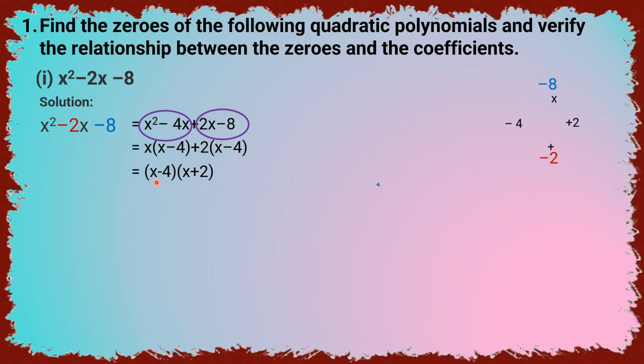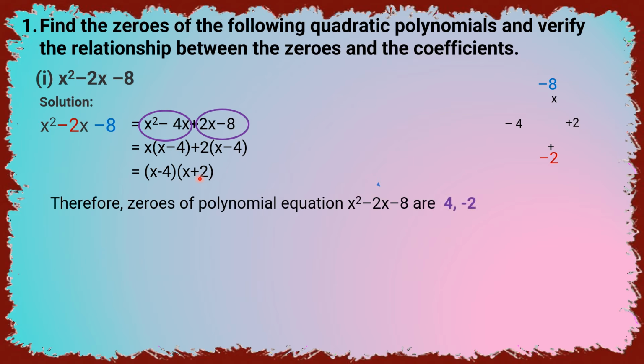Now what are the zeros of these factors? x minus 4 equal to 0 means x equal to 4, and x plus 2 equal to 0 means x equal to minus 2. So 4 and minus 2 are the zeros of this polynomial. Now let us find the sum of the zeros. If you add these two, we get 2.